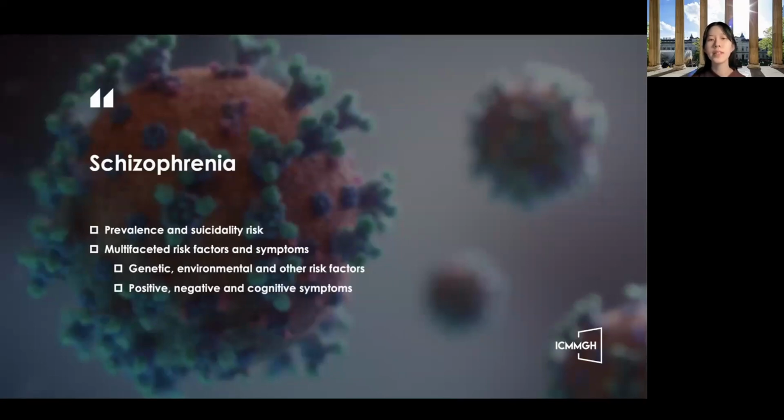Schizophrenia is a severe and enduring mental illness, first characterized as dementia praecox. The lifetime prevalence of schizophrenia is about 1%, and it is a threatening disease due to the high suicide rate and other deficits it brought.